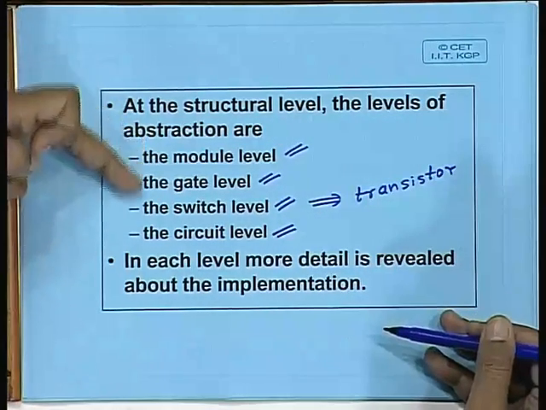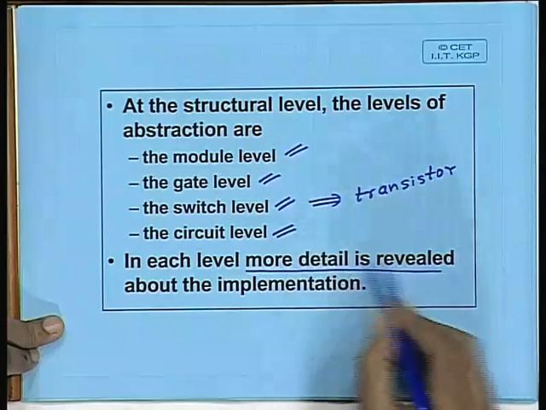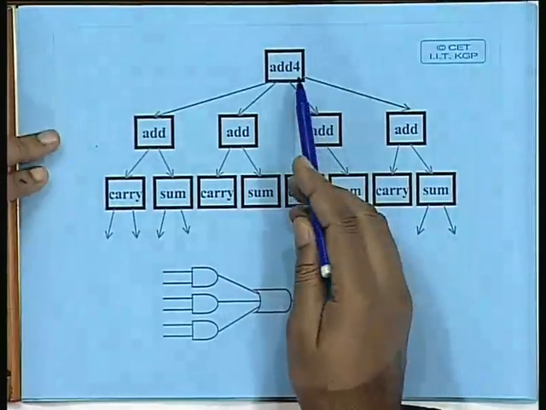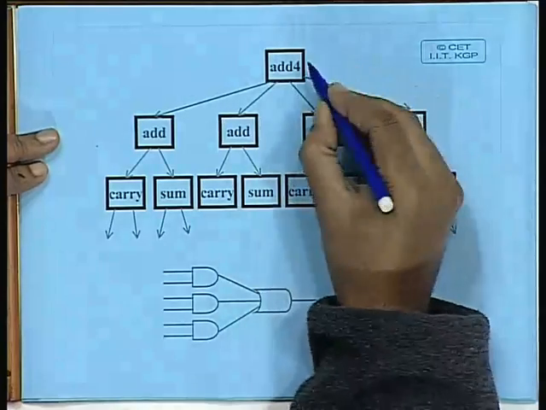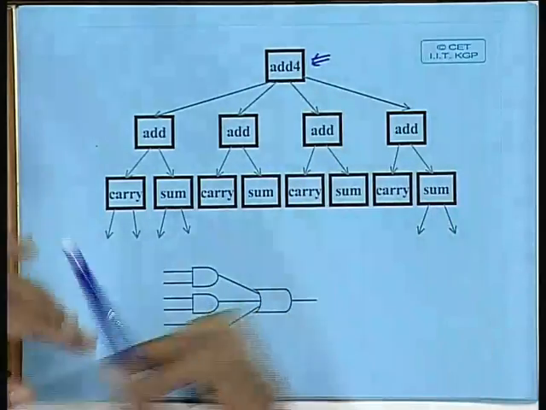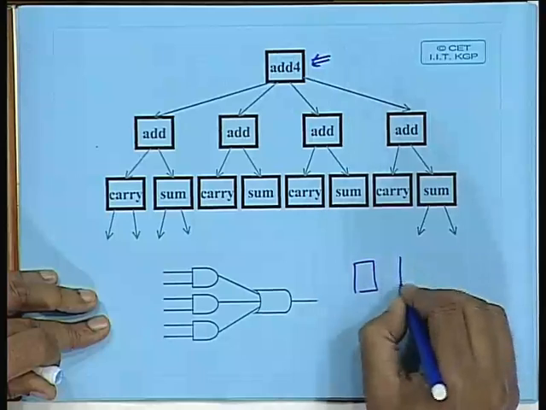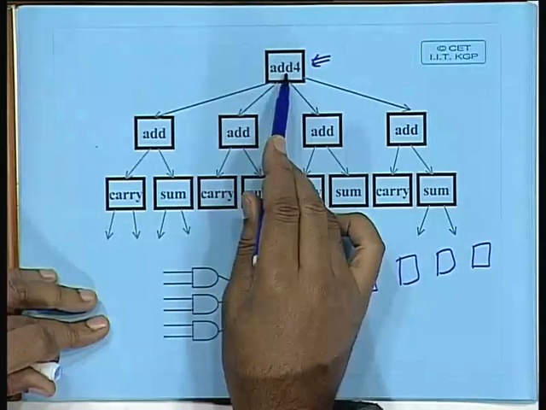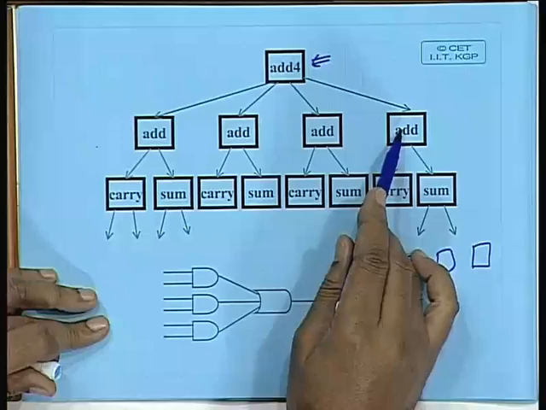So, it is very clear, as you go from the module level down to the circuit level, more and more design details are getting revealed, right. Now, here let us take a very simple example. Say we want to design a 4-bit adder. The root of this tree represents that specification. Add 4 represents a 4-bit adder. Now, to keep things simple, we are designing it as a ripple carry adder. We will be using 4 full adders and interconnect them by rippling the carry. So, the 4-bit adder can be broken down into 4 full adders and their interconnection.